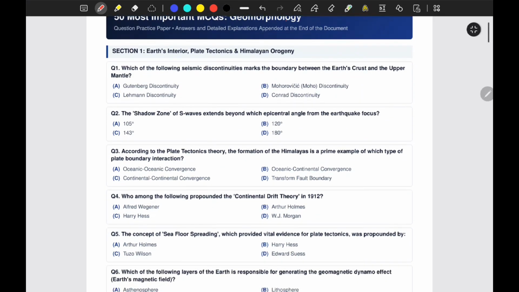So the first question is, which of the following seismic discontinuities mark the boundary between the Earth's crust and the upper mantle? Your options are Gutenberg discontinuity, Lehman discontinuity, Mohorovicic discontinuity, or Conrad discontinuity. The correct answer is option B, Mohorovicic discontinuity. These are different discontinuities that exist between different layers of the Earth, so you can have a look at it.